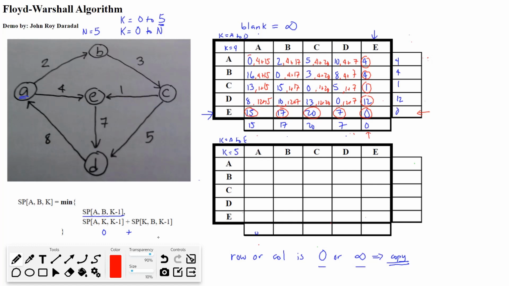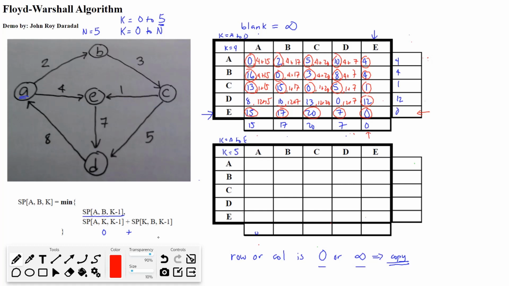0 versus 19, still 0. 2 versus 21, 2. 5 versus 24, 5. 10 versus 11, it's 10. 16 versus 19, 16. 0 versus 21 is 0. 3 versus 24, still 3. 8 versus 11, still 8. 13 versus 16, 13. 15 versus 18, still 15. 0 versus 21, of course, it's 0. 5 versus 8, you have 5.